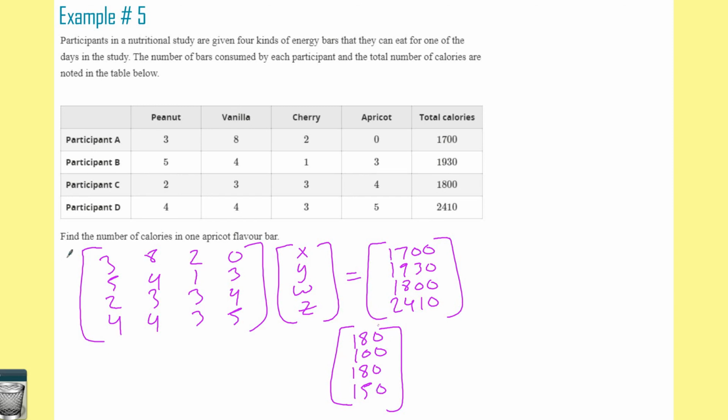get this. Now notice how it asked for your answer. It didn't ask for a matrix, it asked for the number of calories in one apricot flavored bar. Well, the first thing, the X, was peanut, the Y was vanilla, the W was cherry, and my last thing I inputted in my last column was the apricot. So one apricot is going to have 150 calories. So that's how I'd write my answer.